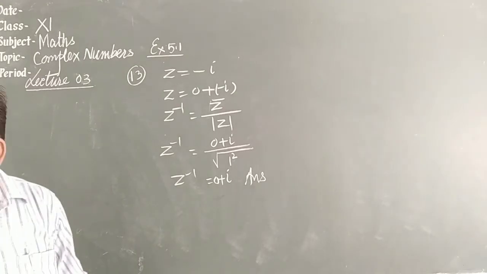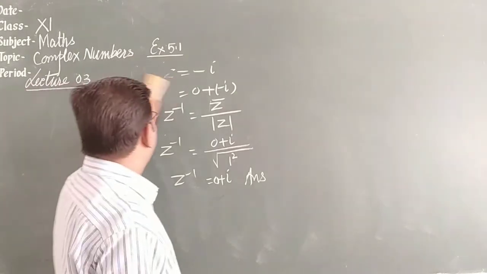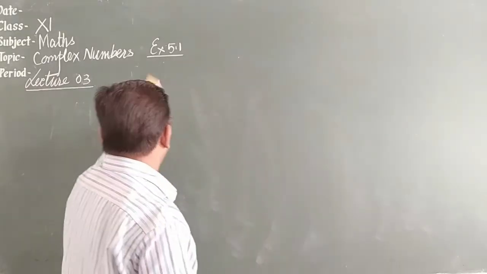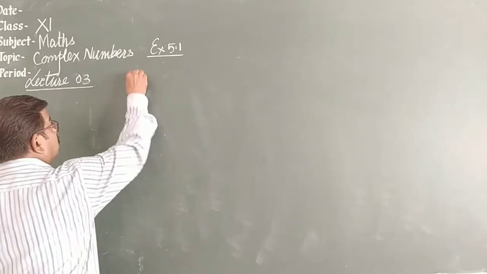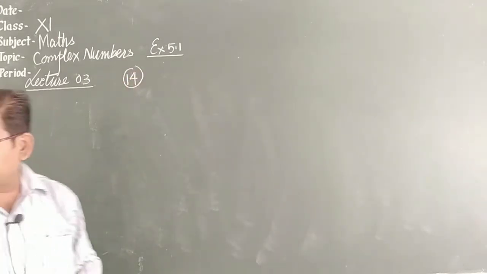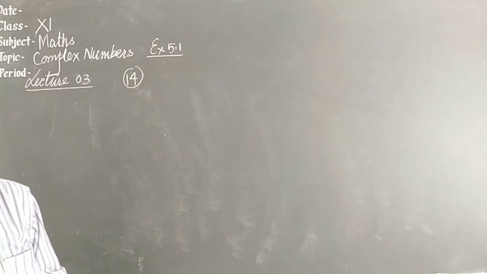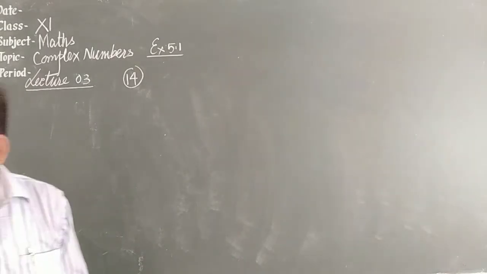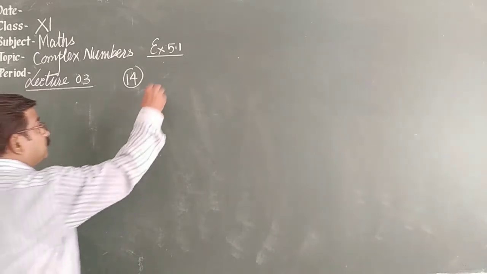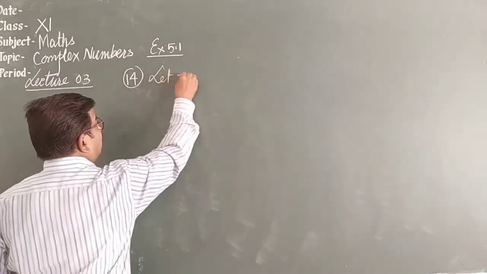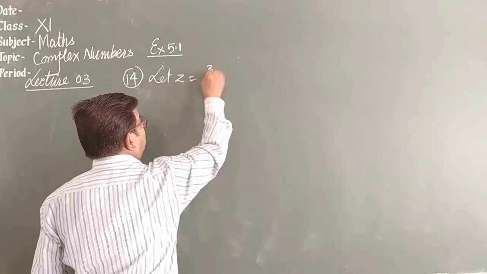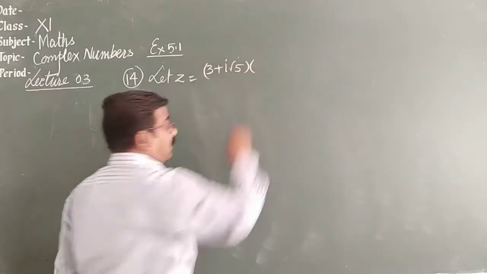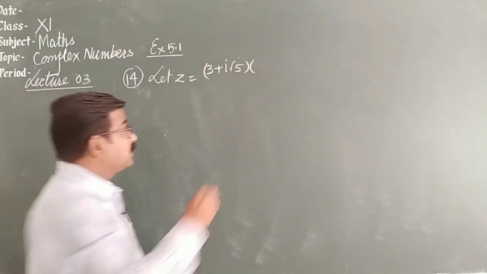Now one more question, question number 14. The 14th question is: express the following expressions in the form of a plus ib. Given 3 plus i root 5 in one bracket, in other bracket we have 3 minus i root 5.